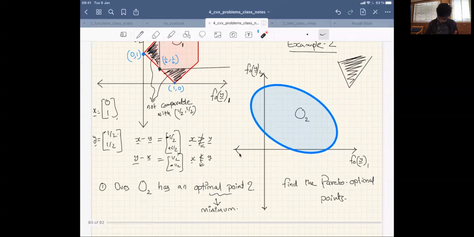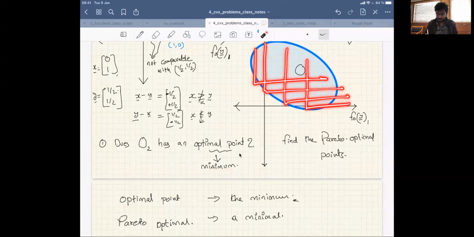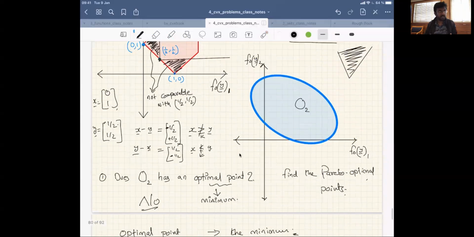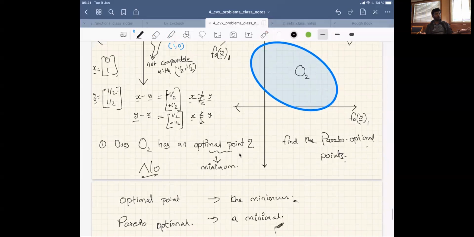Now come back to our discussion. Does O2 have an optimal point or the minimum? No, right? Because if you take any point, you will not get a region which fully contains the set O, right? So the answer is no. Now find the Pareto optimal points here. What are Pareto optimal points? They are the minimal points, right?